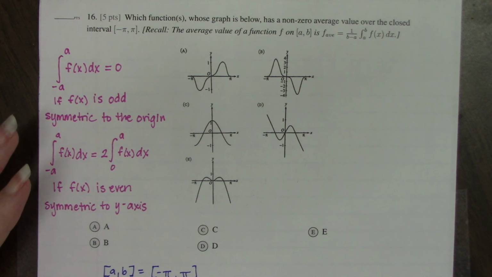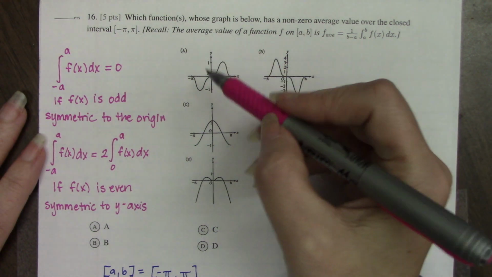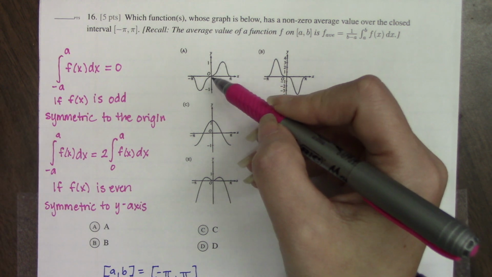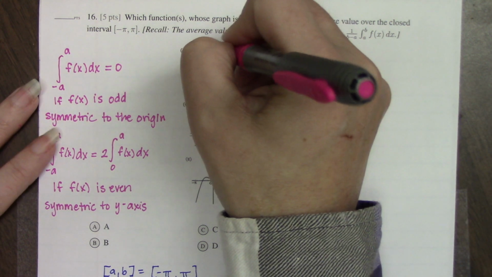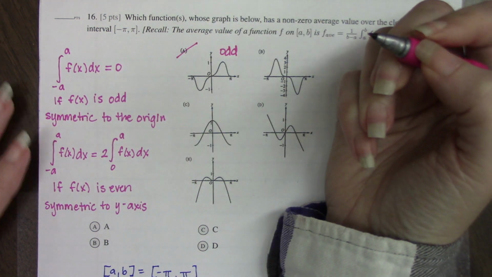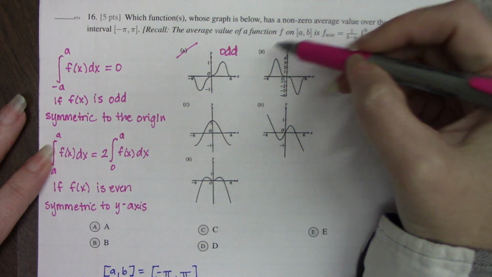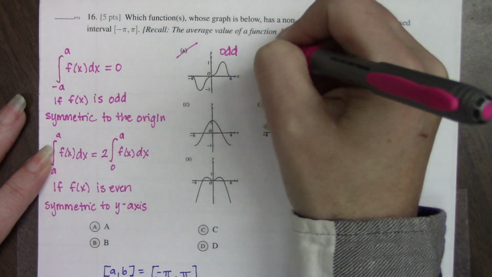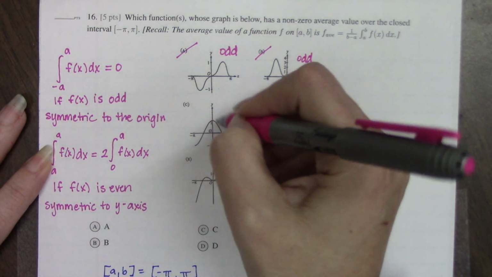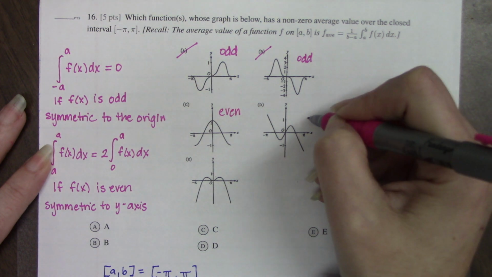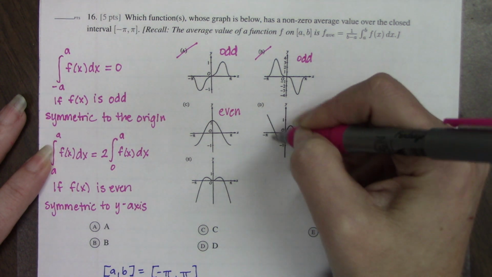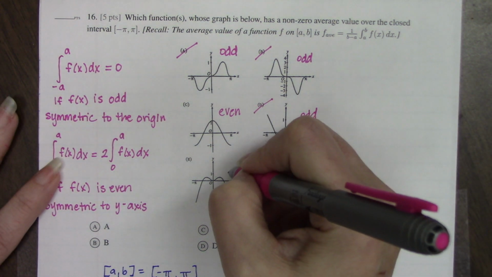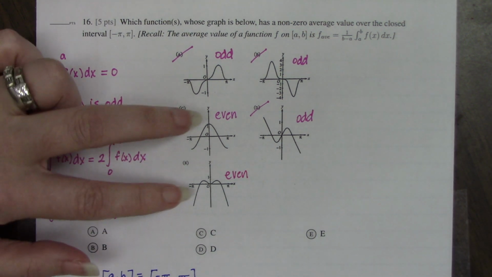So let's first look at these to see what's odd and what's even. So this function is symmetric to the origin, right? And sine of x is an example of a graph that's symmetric to the origin. So this graph is odd, so it's out. This graph is also symmetric to the origin. So this graph is odd, so it's out. This graph is even, so it's still in contention. This graph is symmetric to the origin, so it's odd, and it's out. And this graph is even. So these are the two we need to evaluate.